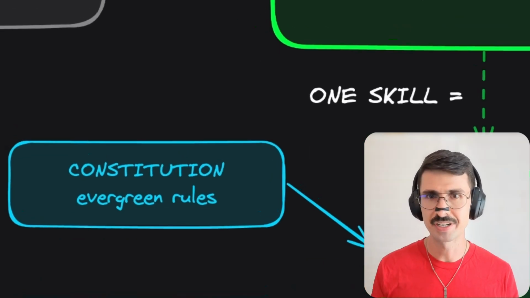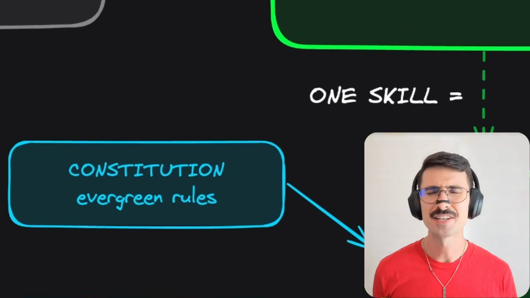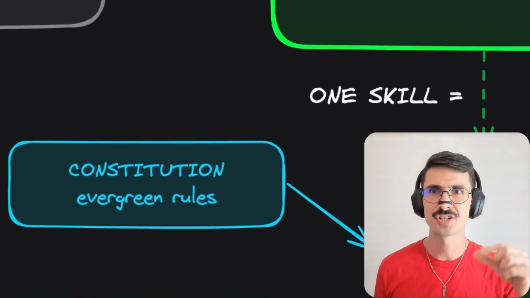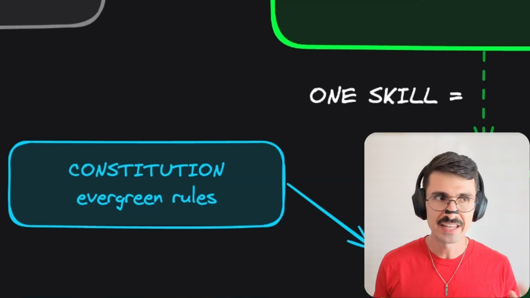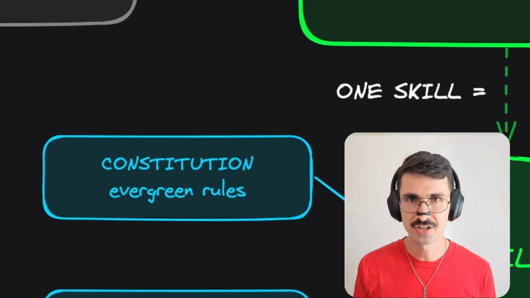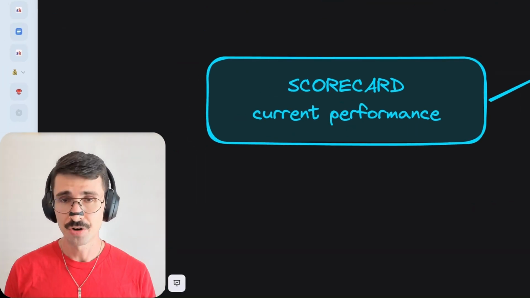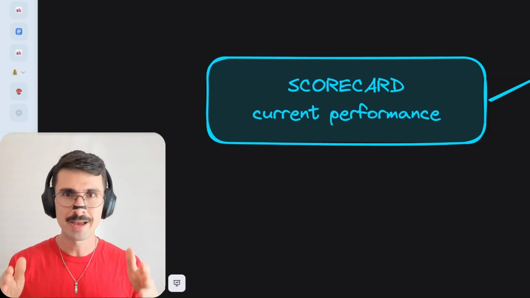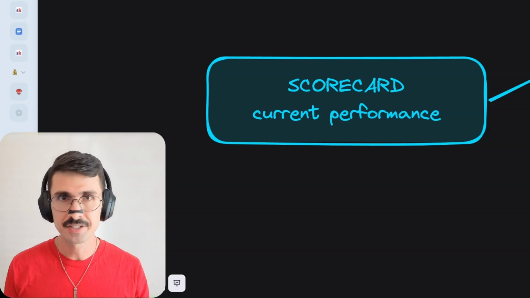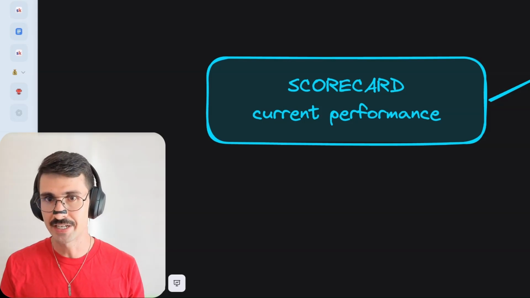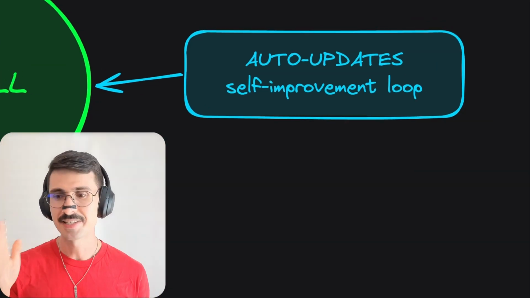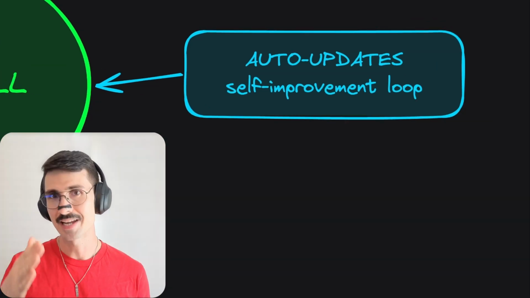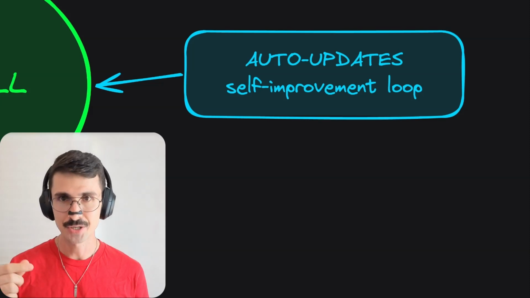First, a constitution. These are evergreen rules, the stuff that's always true about how this agent should do its job. Think of it like the employee handbook that never changes. Second, a scorecard. This is the current performance data, what's working, what's not, and the key is that it automatically updates. So my analytics employee, Aria, writes performance data that every other employee reads before they start work. And third, a self-improving loop. The skill gets better over time without me manually rewriting it.